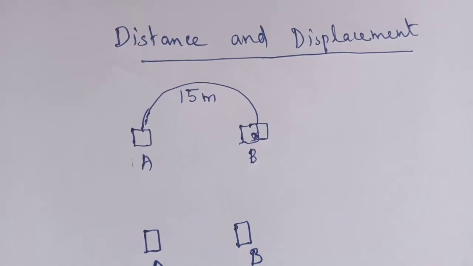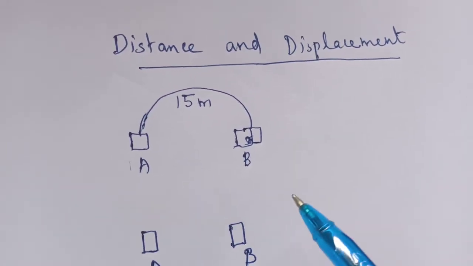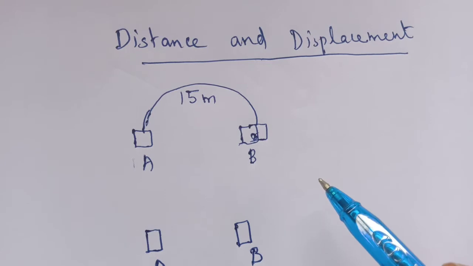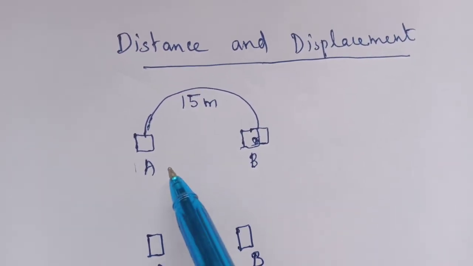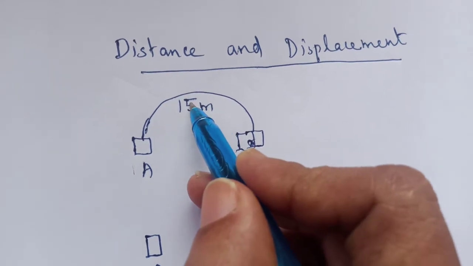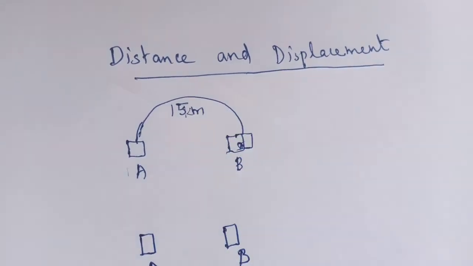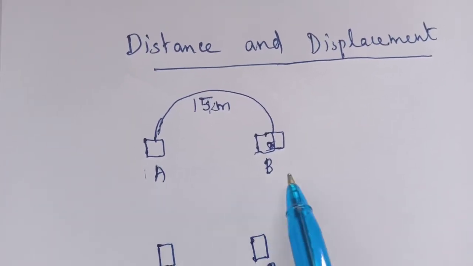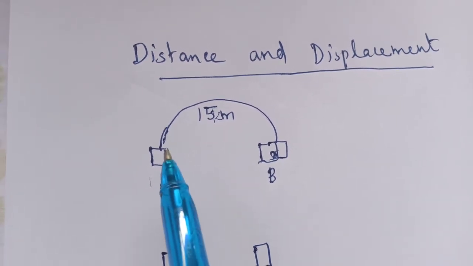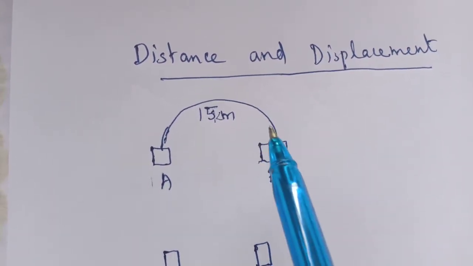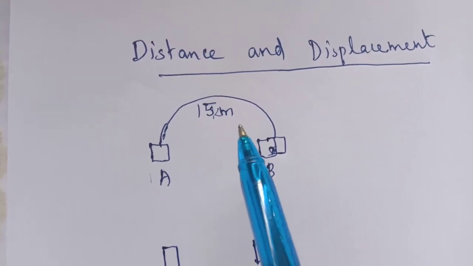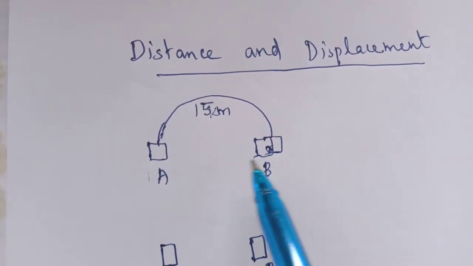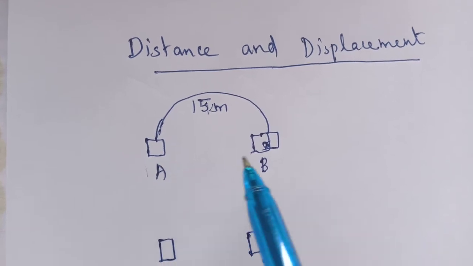Hi students, I am going to discuss distance and displacement. It is a class 9 topic. One person is going from A to B. The path is some curved path, and points A and B are 15 kilometers apart.